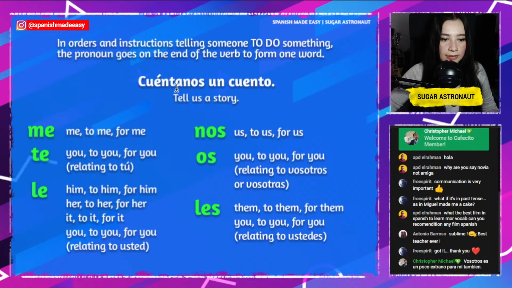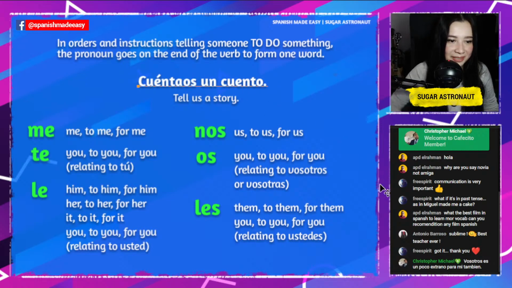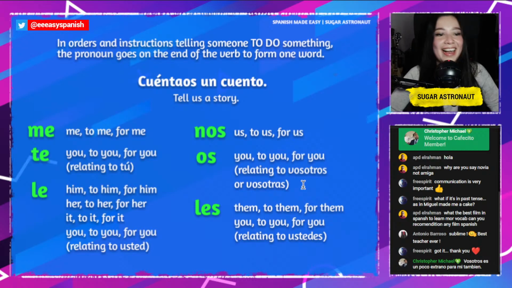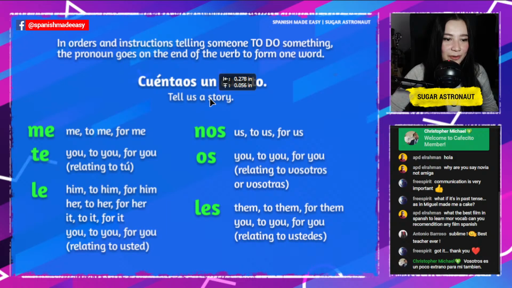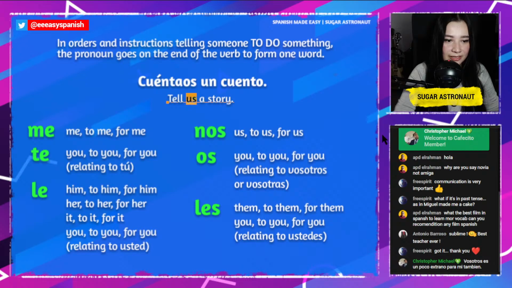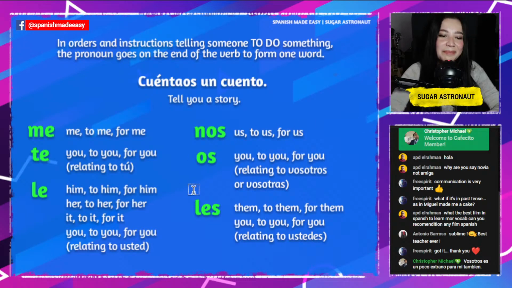The next pronoun would be os. Cuentaos un cuento. Technically, that's how you would say it grammatically. But remember, I'm not from Spain, so this part can be tricky for me. Cuentaos un cuento. So essentially, you're saying tell us, or tell you plural, a story. This vosotros part, man, I feel so bad because I know I should do it better, but it can be tricky for me as well.